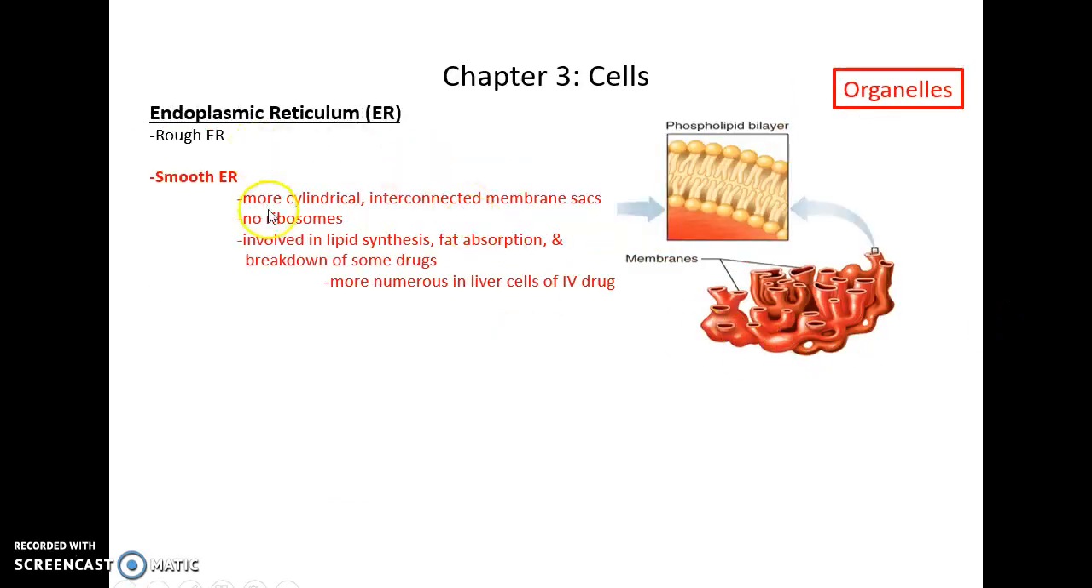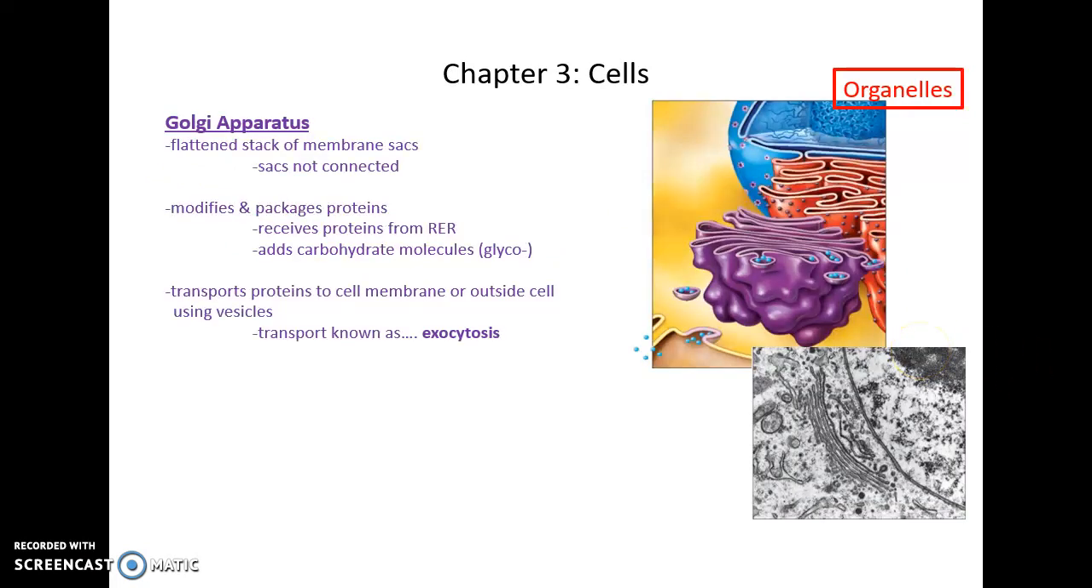Then we have the smooth endoplasmic reticulum. This is a little bit more cylindrical in shape, but it is still interconnected membrane sacs. Smooth because there are no ribosomes here. Instead, it is involved in lipid metabolism, in the synthesis of some lipids, in fat absorption, and also the breakdown of some drugs. Then there's the structure called the Golgi apparatus.